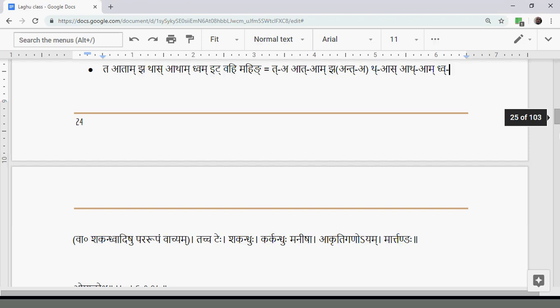Dvakara and it E itself is the T. Takara is it. Vahi: Vah and E. Mahin, Nyakara is it, so Mah and E. So all these are what? T.